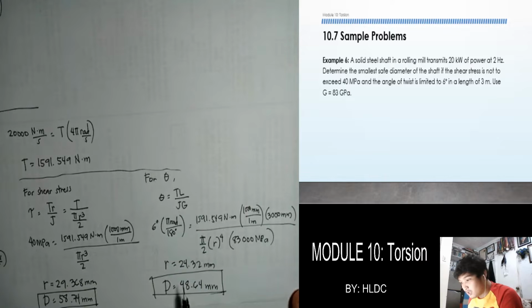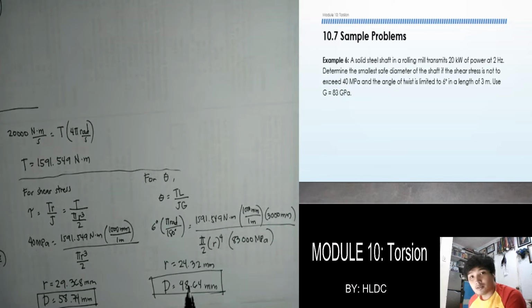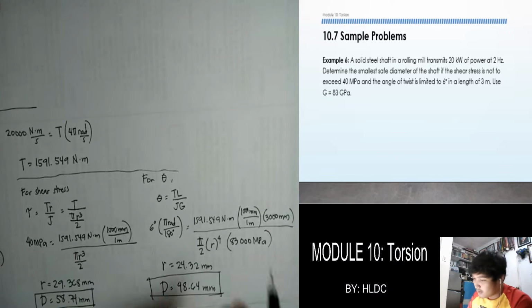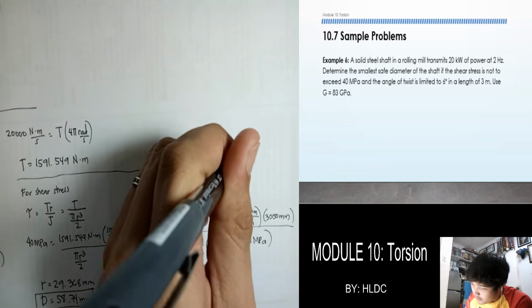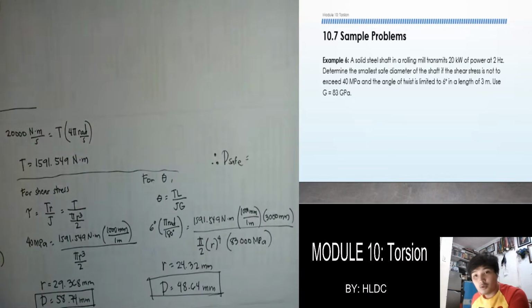Kasi pag mas maliit na radius, mas malaki yung magiging angle of twist niya. Pero ang tinatanong, class, is determine the safest or smallest safest diameter, no? Yung safest diameter D. So, sino yung, class? Sa dalawa. Yung safest. Sinabi kasi smallest, ito ba yung, class? Hindi, di ba? Bakit hindi yung, class?